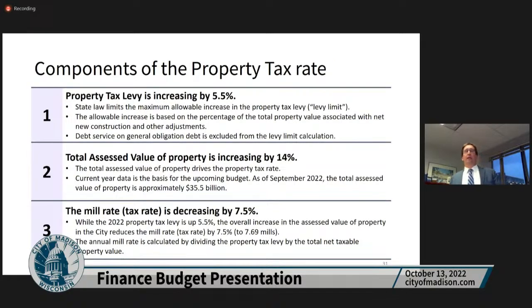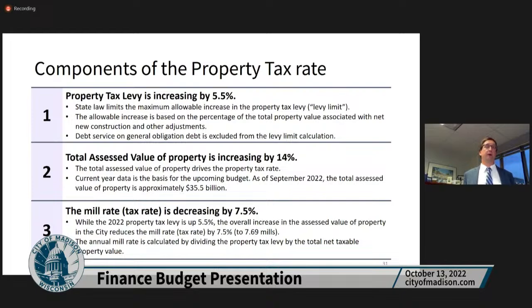So the property tax rate is what dictates that amount of tax that will be paid by the individual property owner. When we look at the property tax levy in the proposed 2023 budget, it is increasing by 5.5%. And that's adding in the various factors that go into that levy limit calculation. And net new construction is stronger in 2023 than it was in 2022.